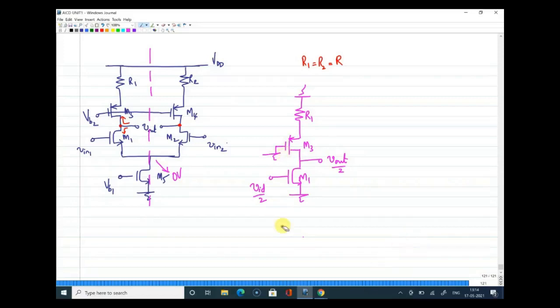Now you are asked to write the gain expression. You can see that the circuit is the same as a common source amplifier, but many students will get doubt when your gate is shorted to ground. You may get confusion whether it will be diode connected or not. Diode connected is only when your drain and gate are shorted, whether it is a PMOS or an NMOS. So when both are connected to the same potential, you can say it is diode connected. That is not the case here.